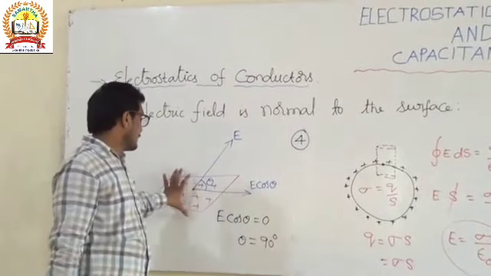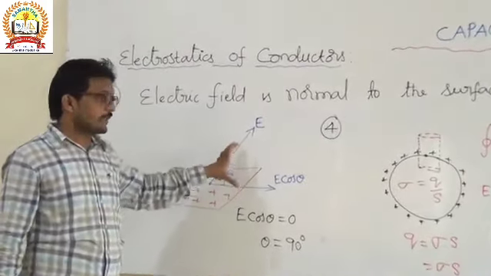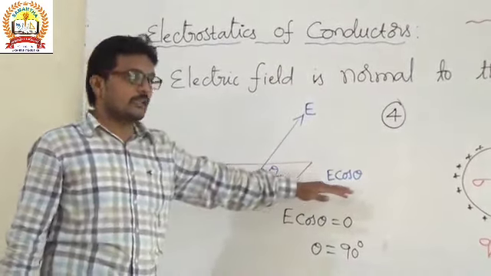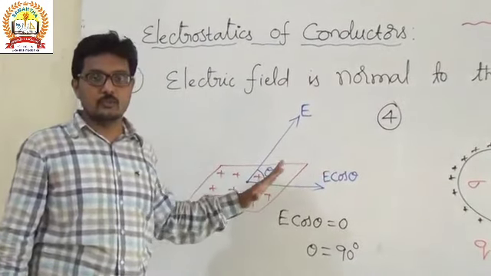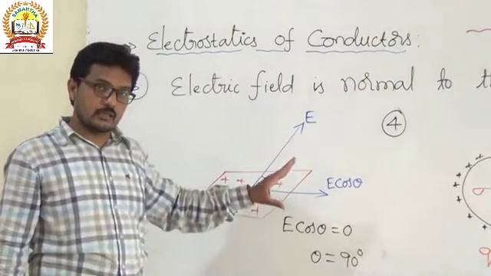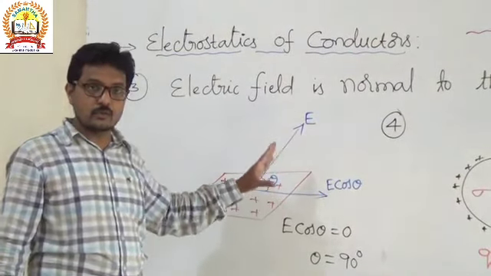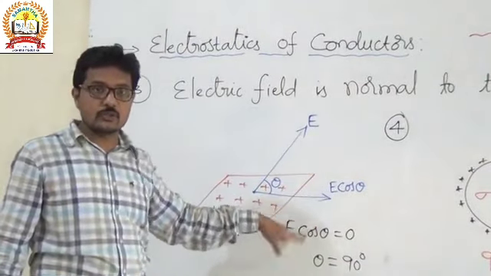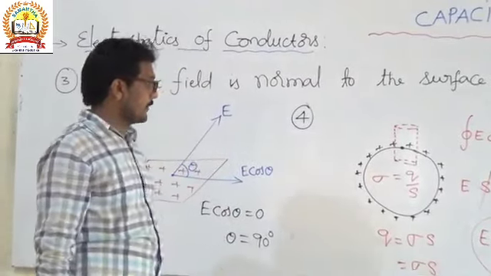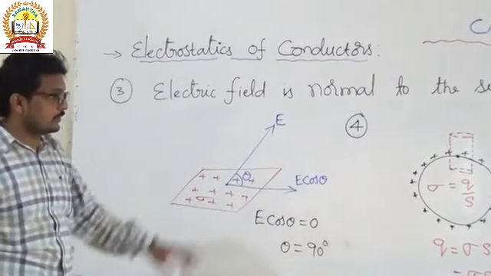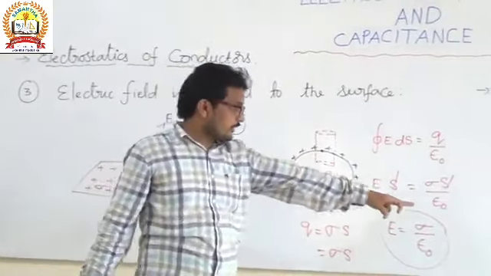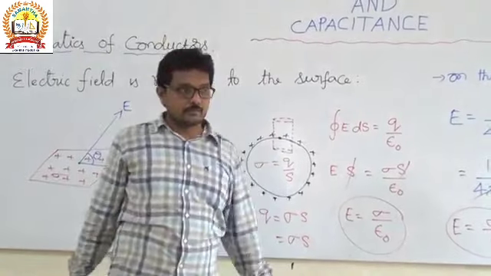Or by using another method, we take the electric field having some angle theta with the surface of the conductor, and along this component the charge has to move. But according to the electrostatic condition, the charges cannot move if they are at rest. So E cos theta must be equal to 0, then theta is 90 degrees. It means that the electric field and the surface are perpendicular to each other, means normal to the surface, and the electric field on the surface is sigma upon epsilon.